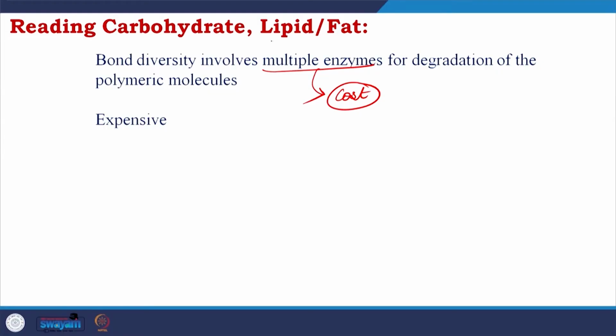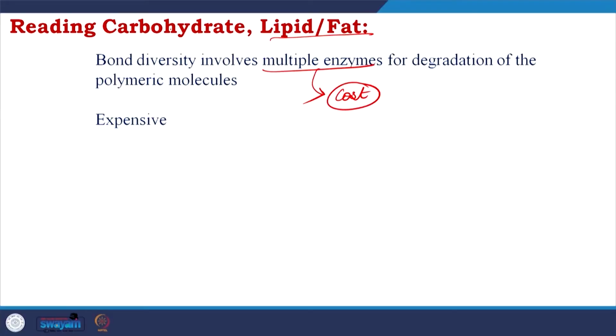The same problem actually happened in the field of carbohydrates everywhere, where we are not being able to get a sequence. So, I put lipid and fat here together because lipid and fat is not a polymer, but the problem we are talking about is the same. It becomes very expensive.